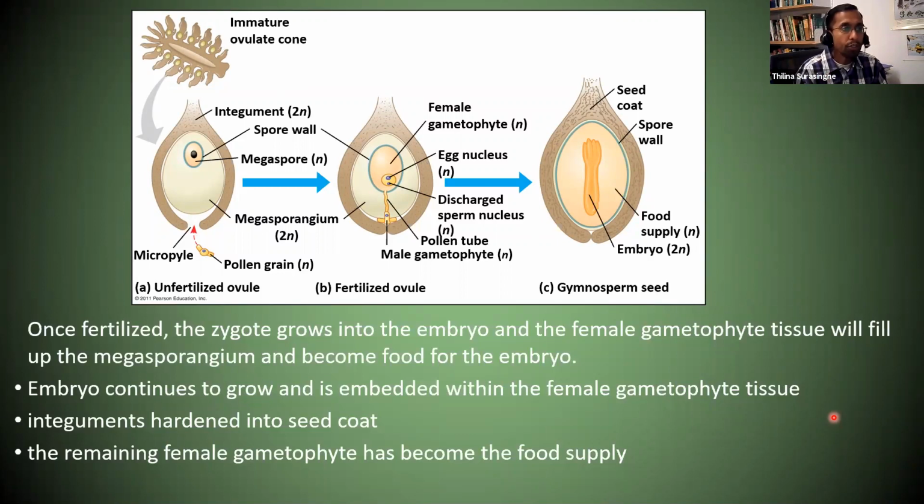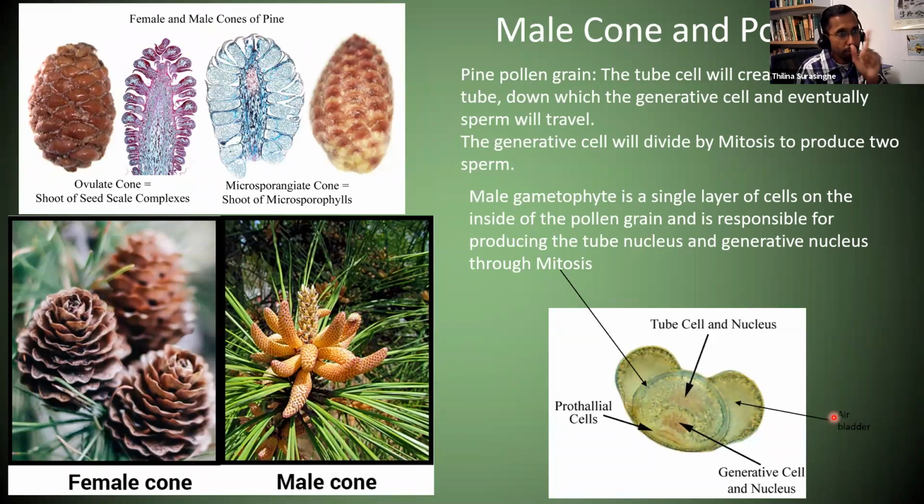Now, also think about the fertilization part here, about the male cone and what's happening in the pollen. The pine pollen grain has a tube cell and a generative cell. The generative cell will produce sperms which can travel through the pollen tube. The pollen tube will create a channel to ensure proper migration of the sperm into the female gametophyte.